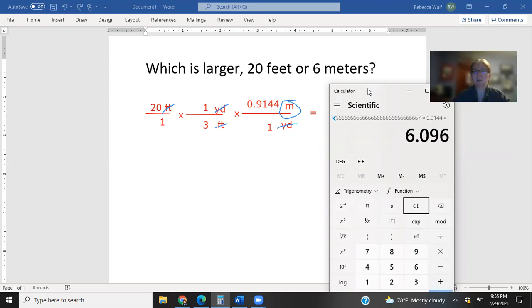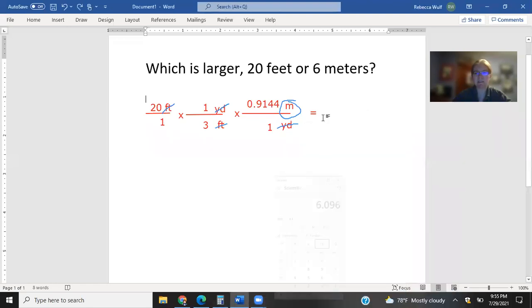Ooh, so this one's close. 20 feet is the same as 6.096. And I haven't told where to round yet. Oops. So this is the same as 6.096 meters. This one's really close. 20 feet, 6 meters are almost the same. But I am going to say which is larger. The 20 feet is slightly larger, right? So I'm going to say 20 feet is larger than, bigger than, longer than 6 meters.